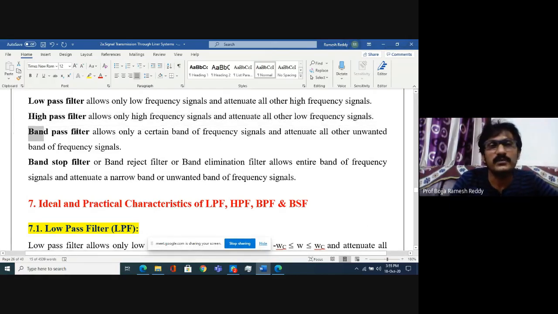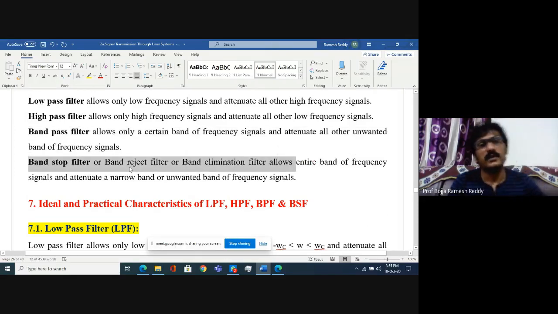A band pass filter allows only a certain band of frequency signals and attenuates all other unwanted bands of frequency signals. Then the band stop filter allows the entire band of frequency except an unwanted band or a narrow band. A band stop filter is also known as a band reject filter or band elimination filter. It allows the entire band of frequency signals and attenuates a narrow or unwanted band of frequency.